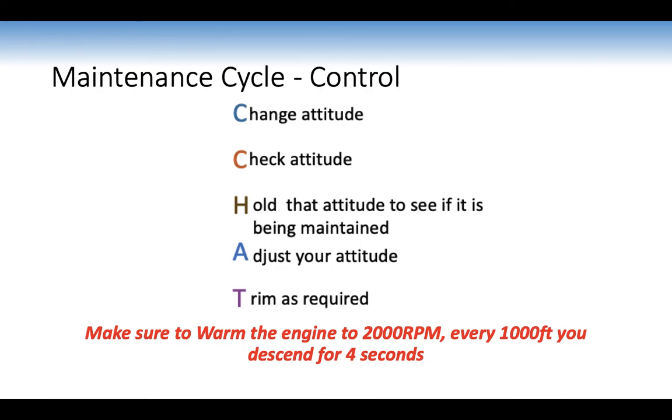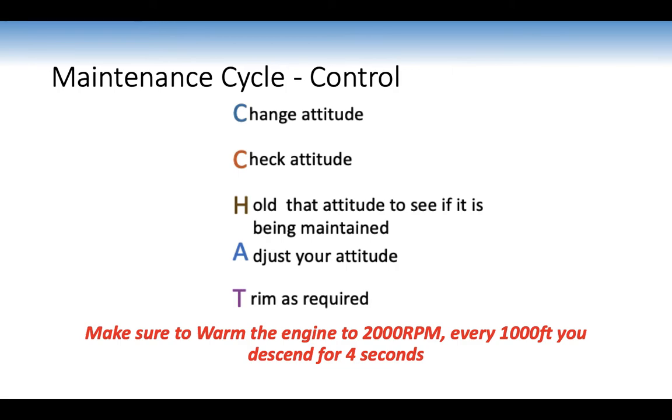So the maintenance cycle, the CCHAT, is once again the same. You don't really say this out loud, it's more of a subconscious thing. You're changing the attitude. So if you're not half ground, half sky, change it. Check, is that the new correct attitude? Hold it to see if it'll maintain. Then check against your performance instruments. Are you getting 75 knots? Adjust it. Maybe you need to change your power setting if you're not at 1500 RPM, and then trim.